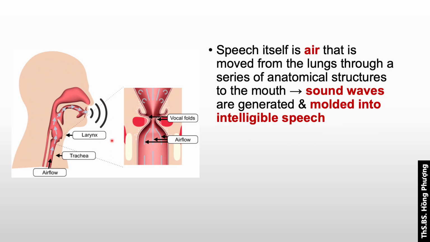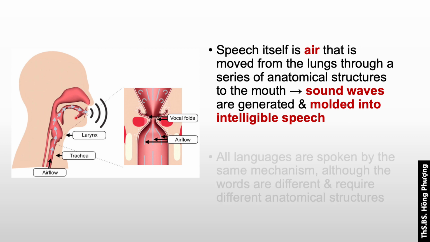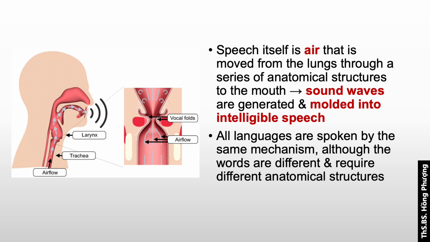In humans, speech itself is air that moves from the lungs through a series of anatomical structures to the mouth, and sound waves are generated and molded into intelligible speech. All languages are spoken by the same mechanism, although the words are different and require different anatomical structures.